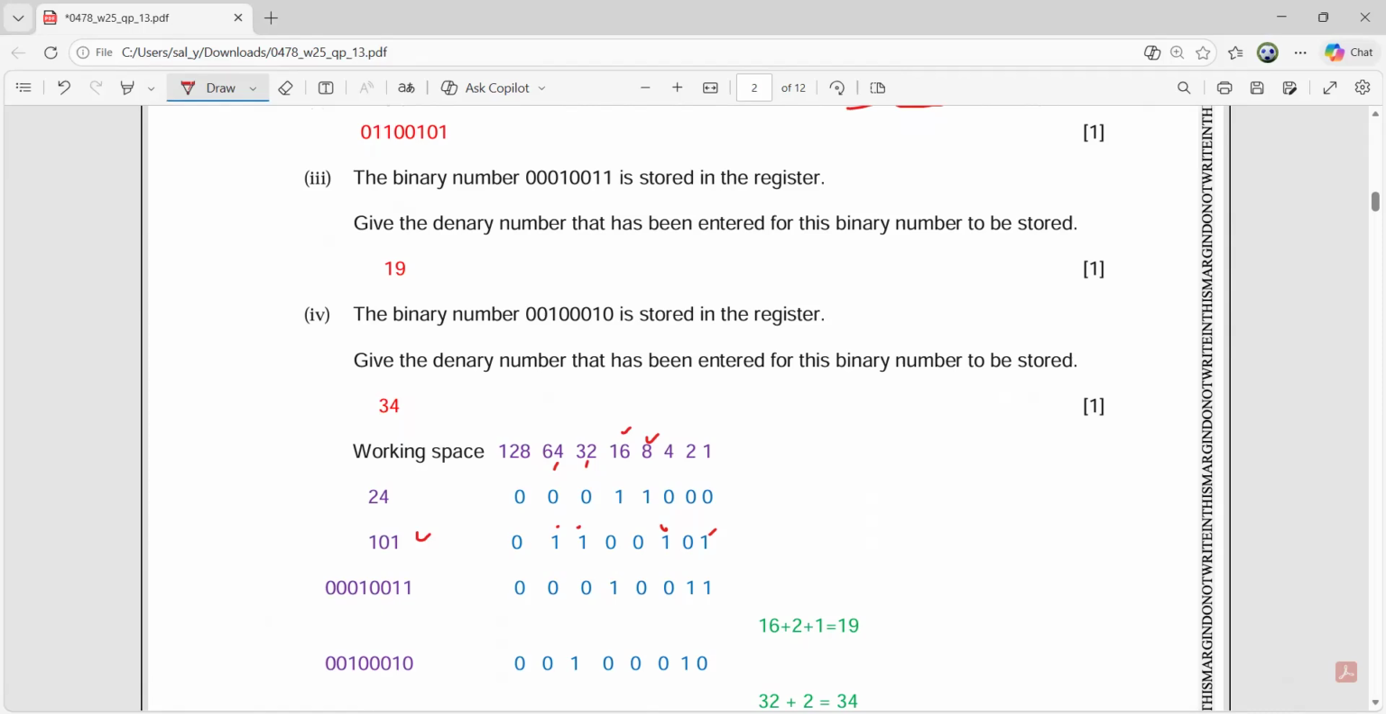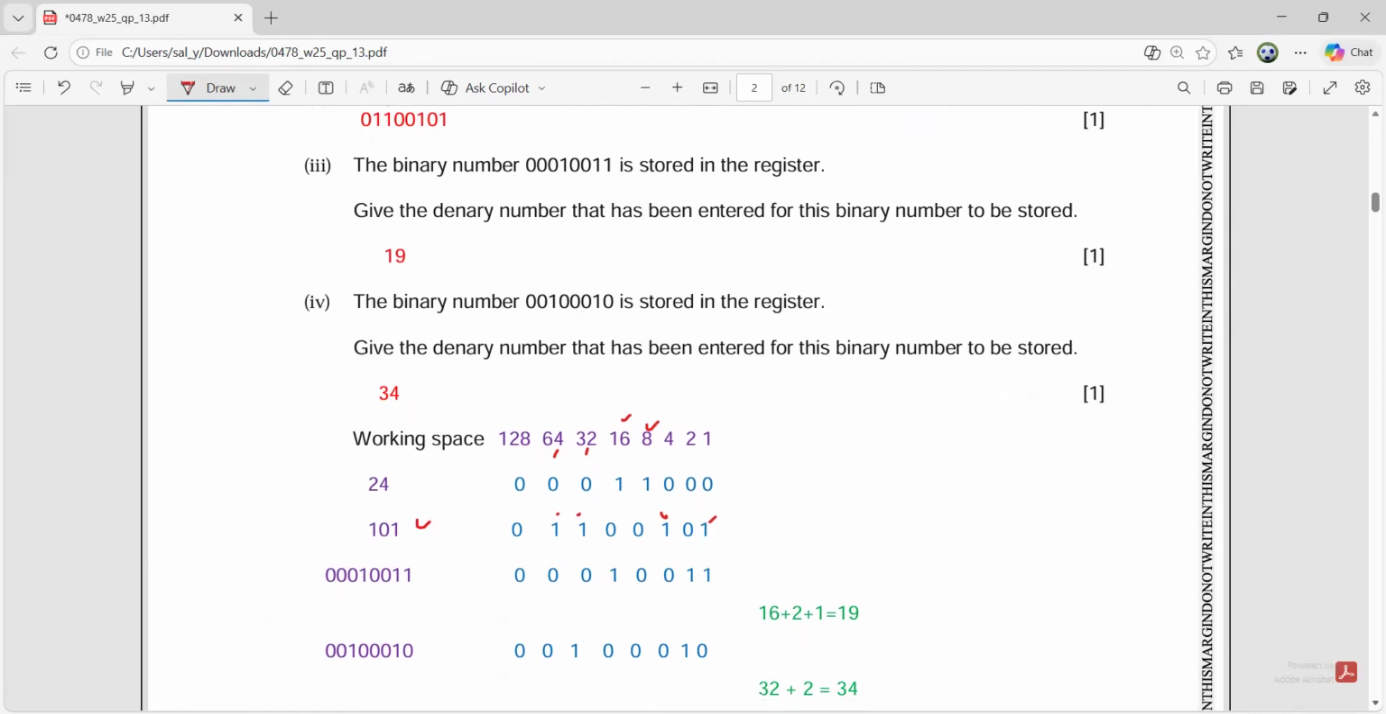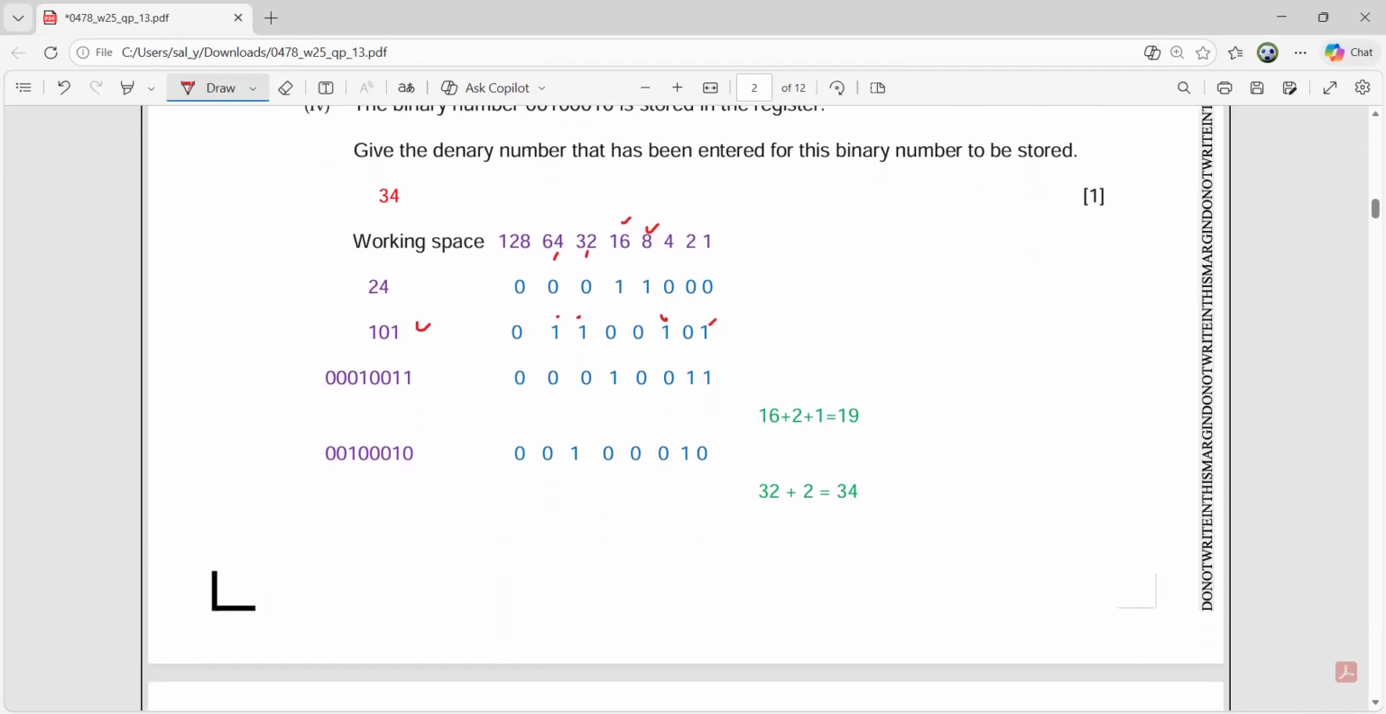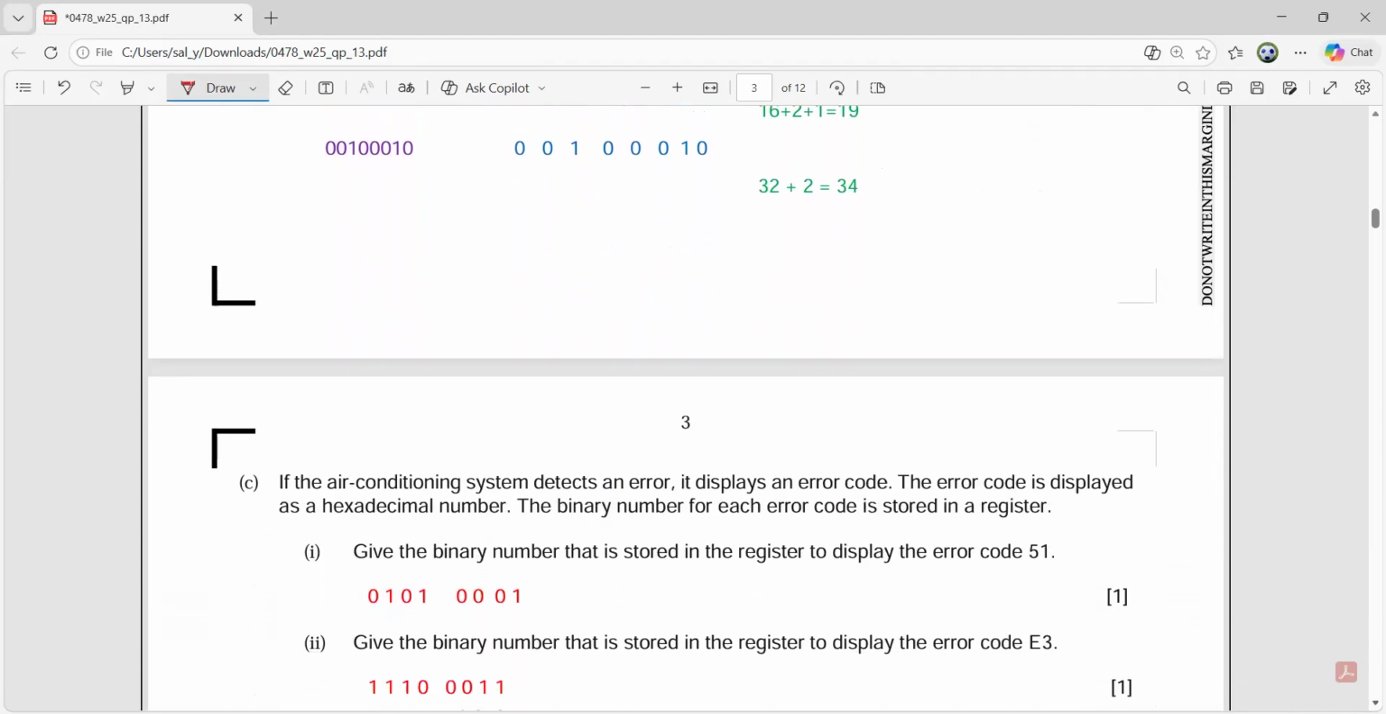So please be very cautious. Now, part 4. The binary number 00100010 is stored in the register. Give the denary number that has been entered for this binary number to be stored. Again, the same working space. We simply add all those binary values that are turned on. It is 32 plus 2, and 32 plus 2 is 34. So your answer 34 is written here, and in this manner, using the working space properly, efficiently, you are able to score 4 marks so easily in a very short span of time.